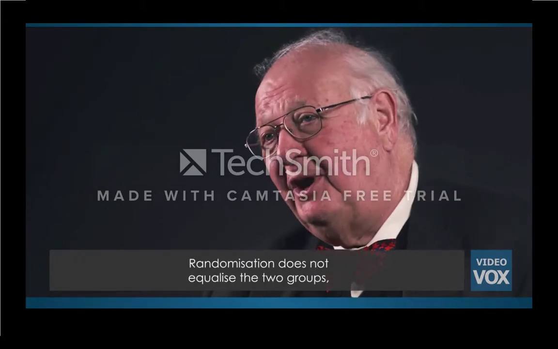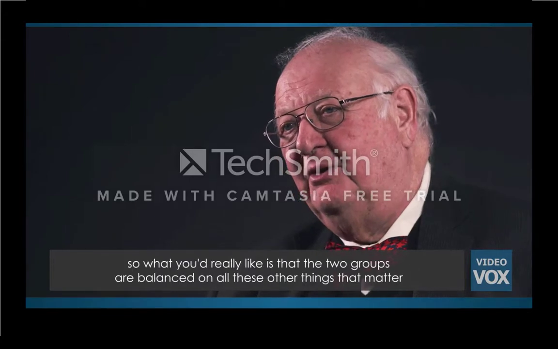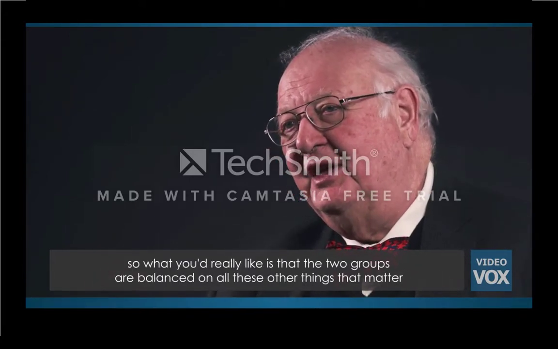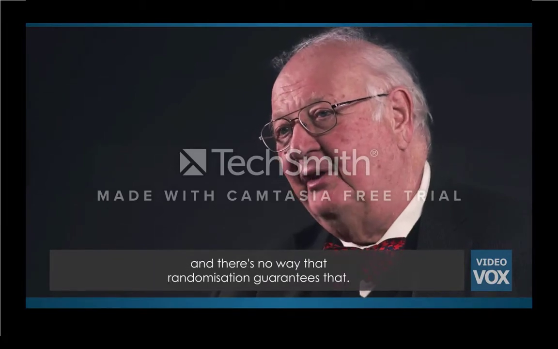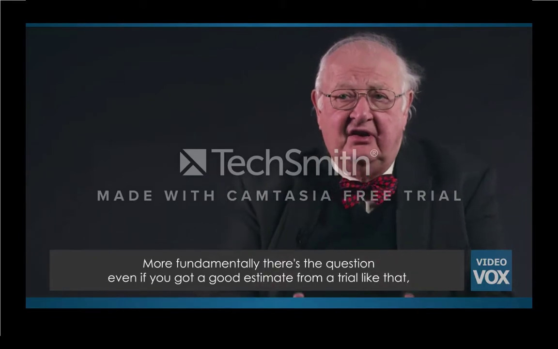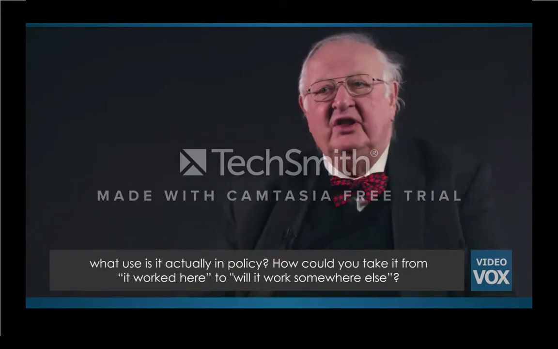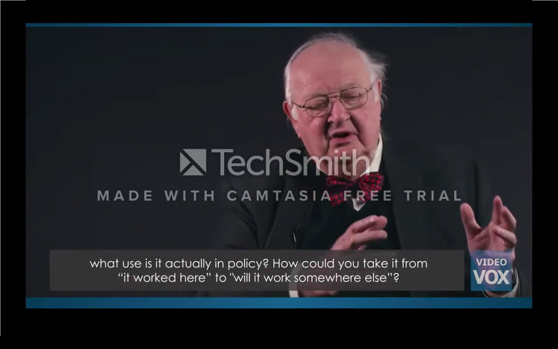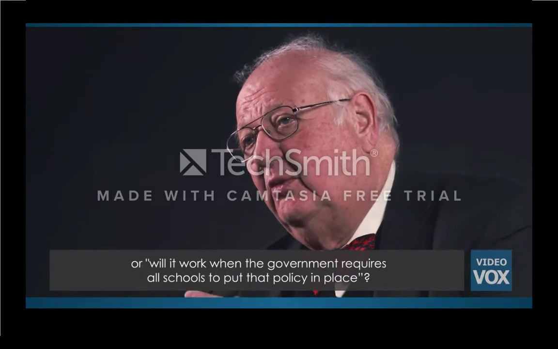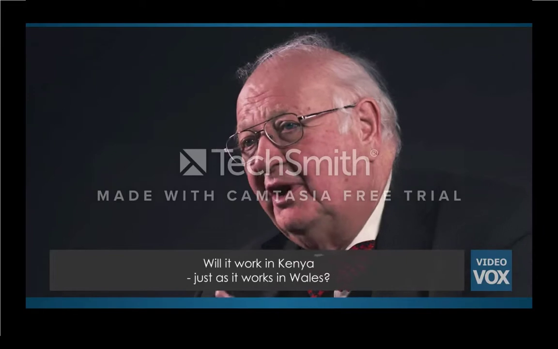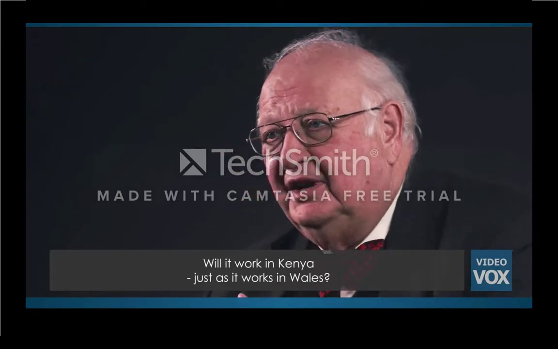Randomization does not equalize the two groups. So what you'd really like is that the two groups are balanced on all these other things that matter. And there's no way that randomization guarantees that. More fundamentally, there's the question, even if you've got a good estimate from a trial like that, what use is it actually in policy? And how could you take it from, it worked here, to will it work somewhere else? Or will it work when the government requires all schools to put that policy in place? Will it work in Kenya just as well as it worked in Wales?